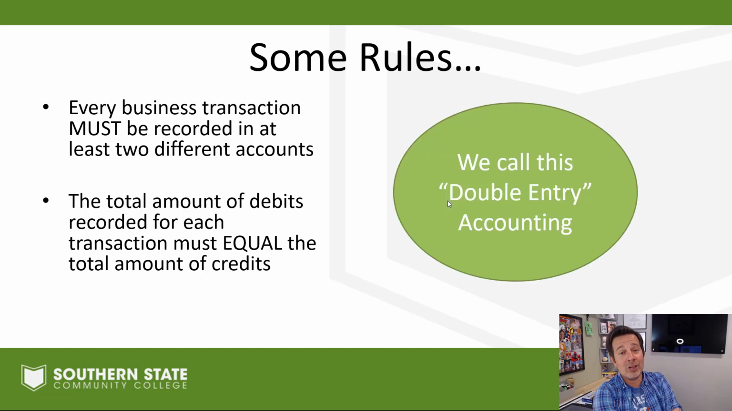We call this double entry accounting. Doesn't mean we do the accounting twice. It literally means that we have a minimum of 2 entries, a debit and a credit. Got to make that thing balance. So how do we know what makes something go up or what makes something go down as far as an account goes?